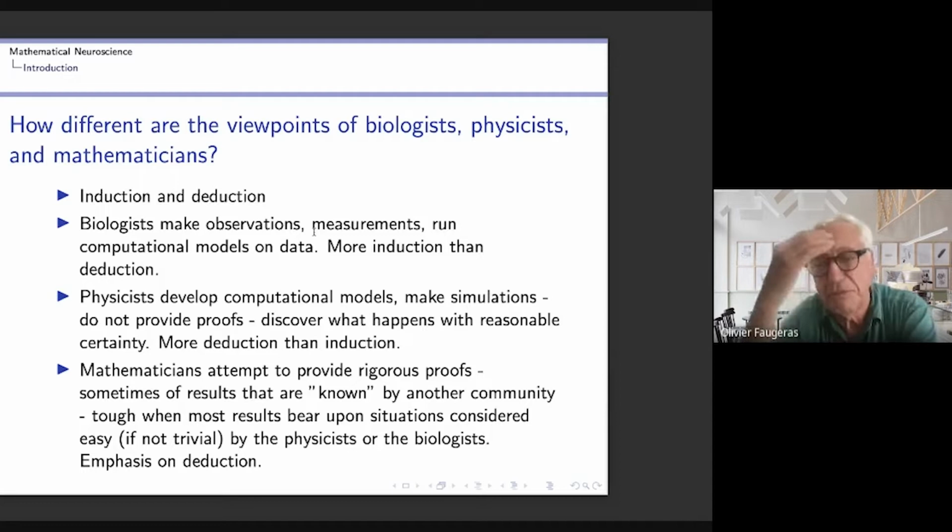I have here in mind things I won't have time to talk about, mean field results, which is a typical example where physicists think that some results are obvious, and mathematicians, it took them 20 years or even more to actually prove that they were correct. So this can be very, very frustrating. So for a mathematician, to me, the emphasis is more on deduction than on induction, sorry. But of course, induction plays a role in mathematical proofs, as we all know after reading, for example, Poincaré.